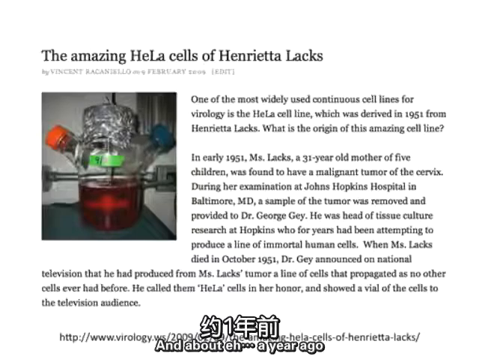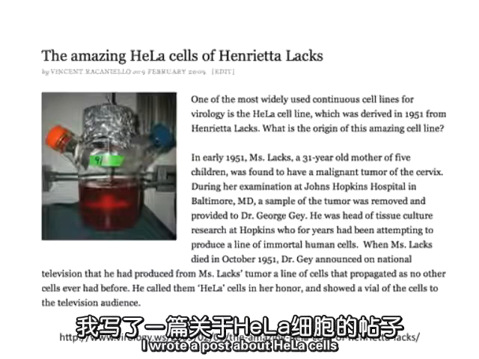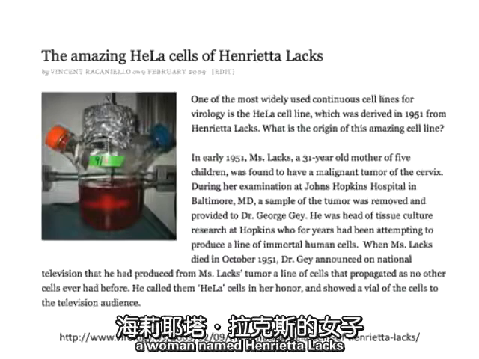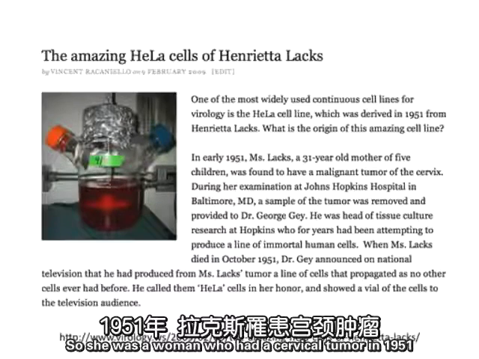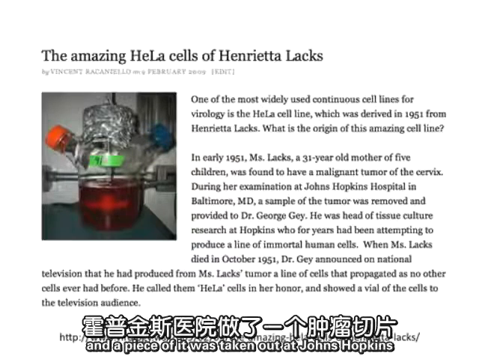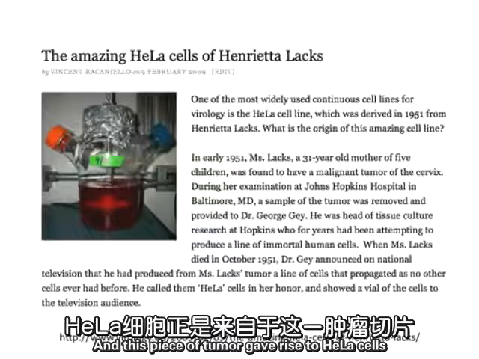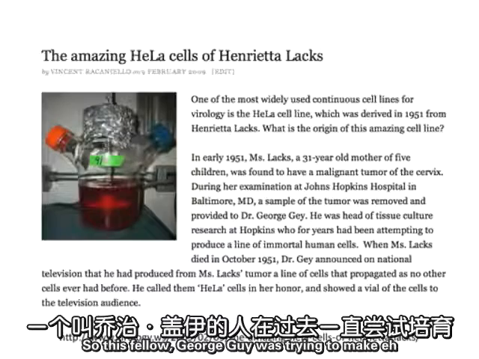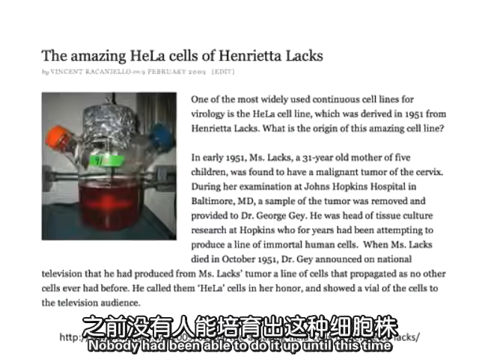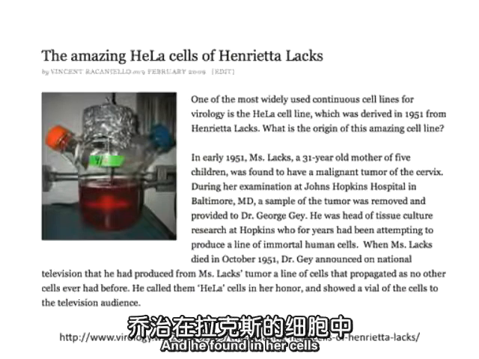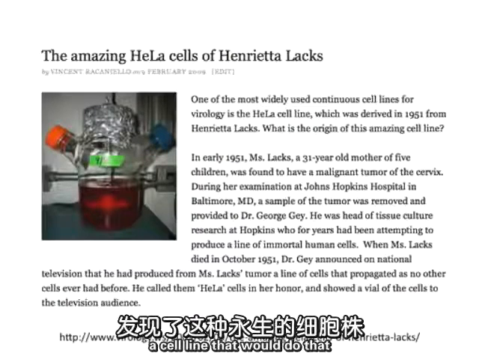And about a year ago, I wrote a post about HeLa cells, which were derived from a woman named Henrietta Lacks. And in this post, I described where the cells came from. So she was a woman who had a cervical tumor in 1951. And a piece of it was taken out at Johns Hopkins, and this piece of tumor gave rise to HeLa cells. So this fellow, George Gay, was trying to make cell lines that would be immortal, that would live forever. Nobody had been able to do it up until this time. And he found in her cells a cell line that would do that.